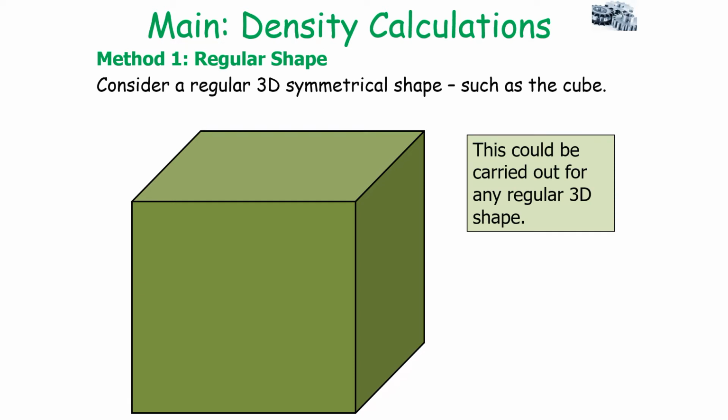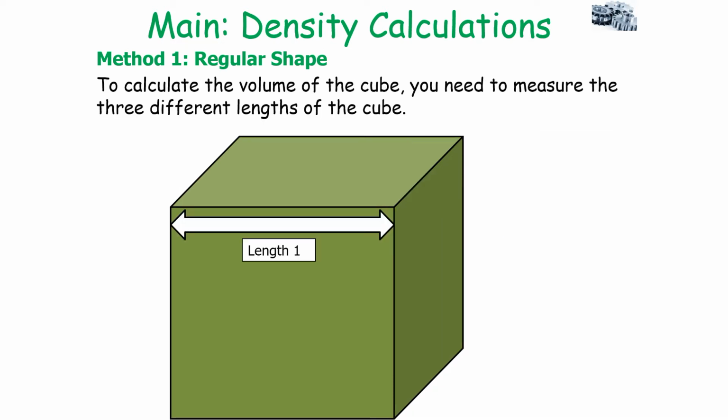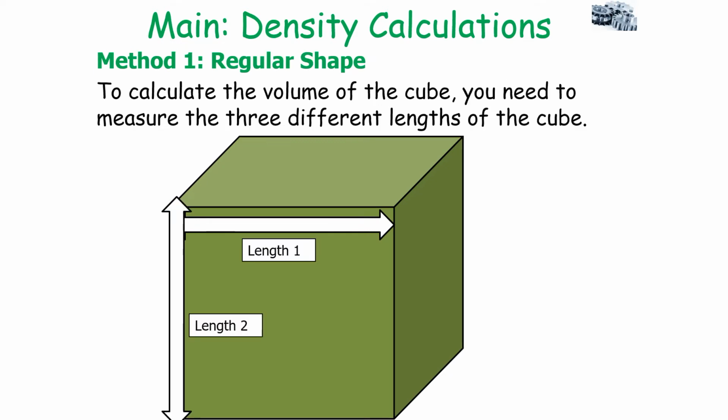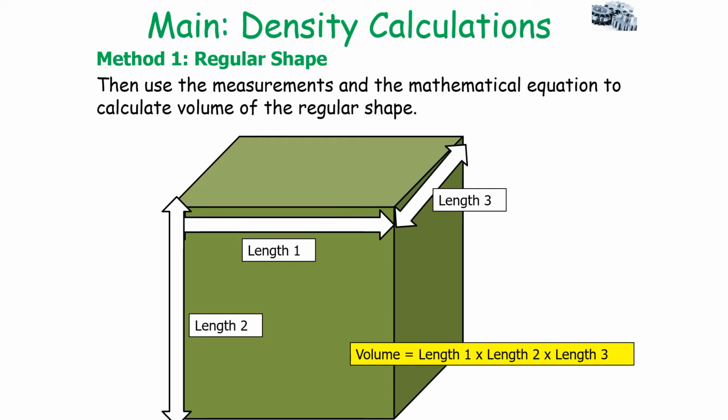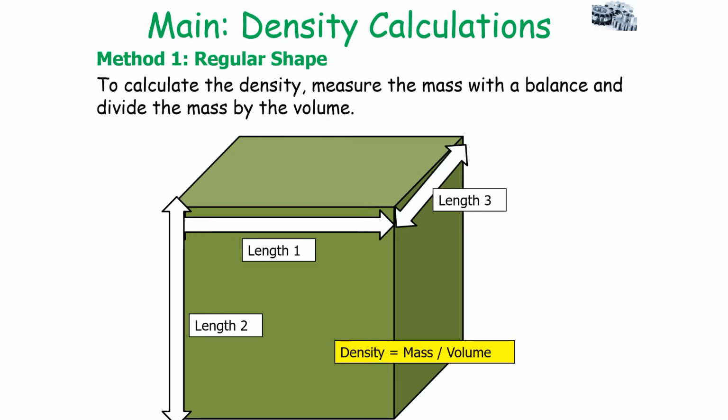So if you consider a 3D symmetrical shape such as a cube, but you can do this for any regular 3D shape, to calculate the volume you would then need to measure the different lengths of the cube, and then you'd use an equation to work out your volume as shown here, and use the equation density as mass over volume.